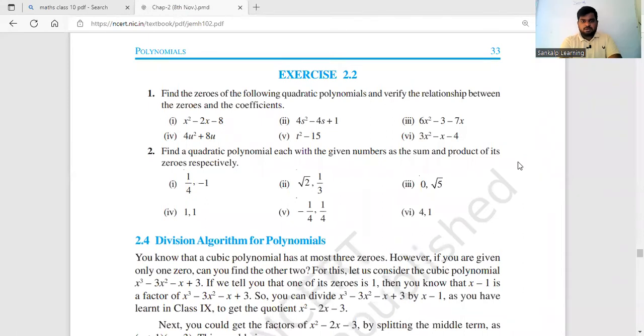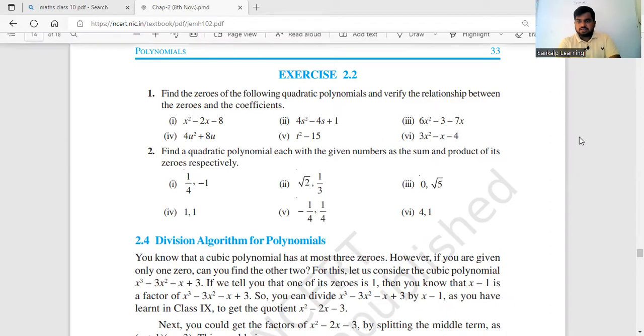Okay, students, let's start with exercise 2.2. Find the zeros of the following quadratic polynomials and verify the relationship between the zeros and the coefficients. First, we have to find the zeros of the polynomial. Then we have to verify the relationship, that is alpha plus beta equals minus b by a, whether it is satisfied or not, and alpha into beta equals c by a. So let's start this.